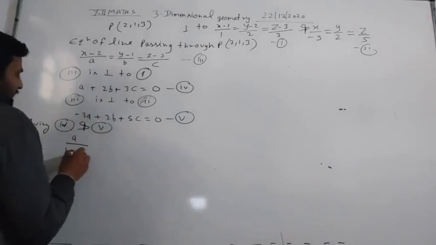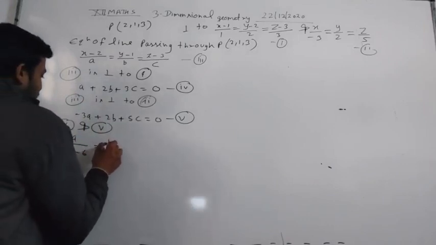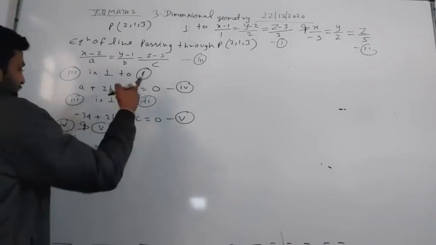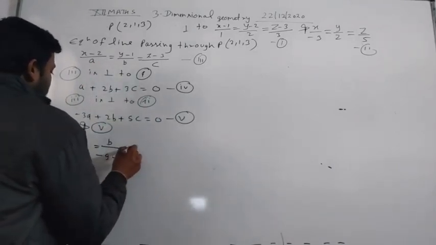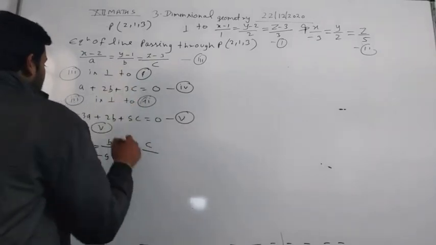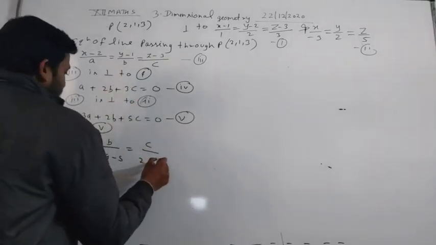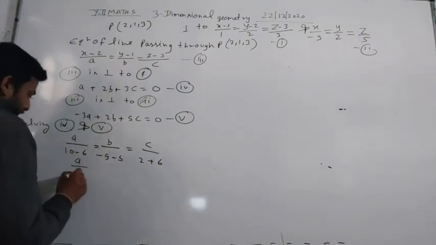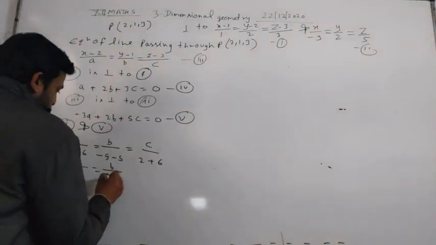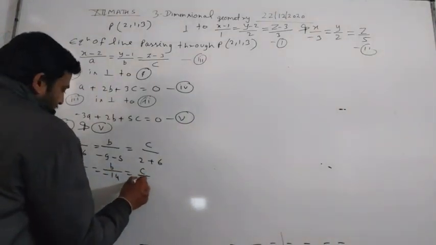So 10 minus 6, and B, so minus 9 minus 5, and C, 2 plus 6. Okay student. So from here we get the value of A, B, C. So this is A by 4 and B by minus 14 and C by 8.